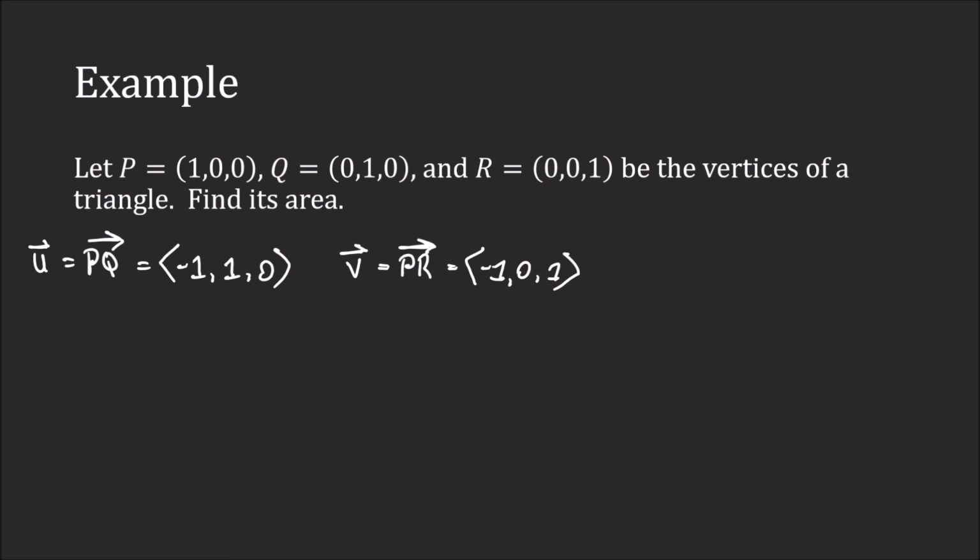Now, let's form a parallelogram that has the adjacent sides of U and V. Then, the area of this parallelogram is the norm of U cross V. So find U cross V.